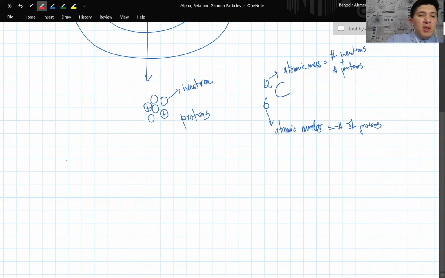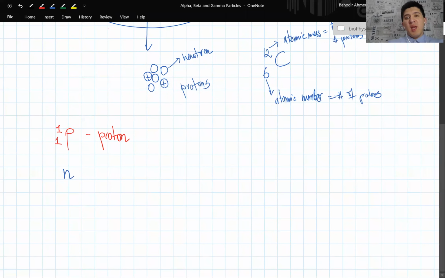For example, the proton is going to be denoted as 1 and 1, since it has only 1 proton, and its atomic mass is also equal to 1. So it's going to be the proton. And can you guess what the notation for the neutron is going to be? How many protons does it have? It obviously has 0 protons, but its mass is equal to 1 because the mass is the number of neutrons plus the number of protons. So this is how we're going to denote the neutron.